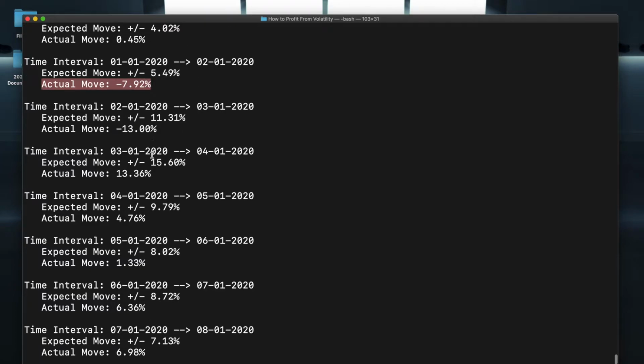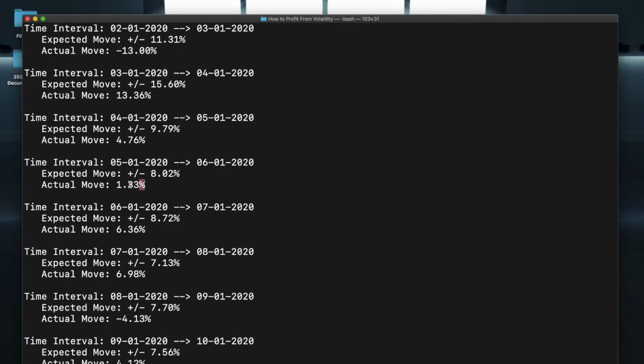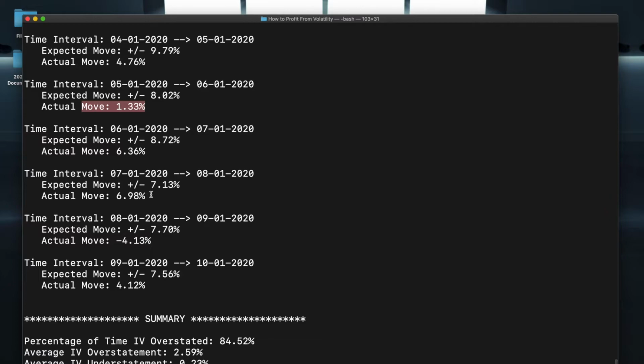But as you can see, if I scroll down just a little bit, not that much later after that point, in this case for the month of May 2020, from May 1st to June 1st, the expected or implied move was up or down by 8%. And that's because the implied volatility across the market was still very high after that crash. But in actuality, over this month, the S&P 500 only moved up by 1.33%. So this is a great example where the implied volatility greatly overstated the historical volatility. And like I said, this kind of pattern here just repeats for every single month in the data set.